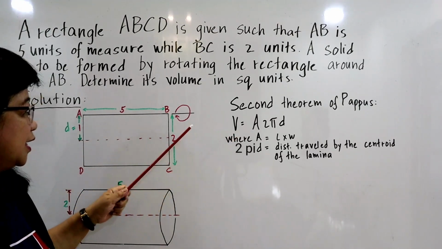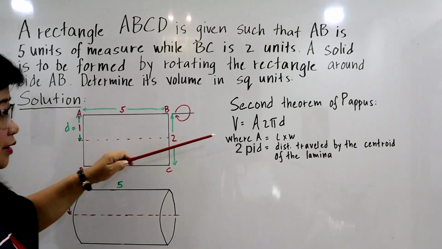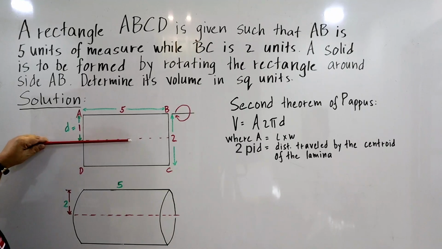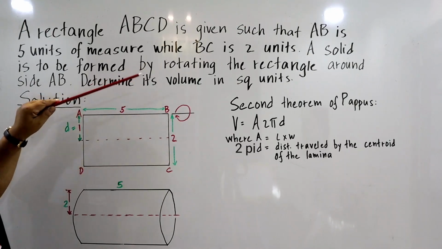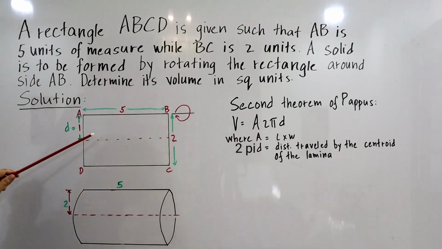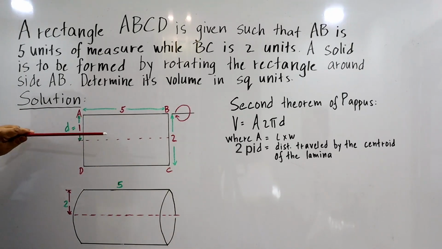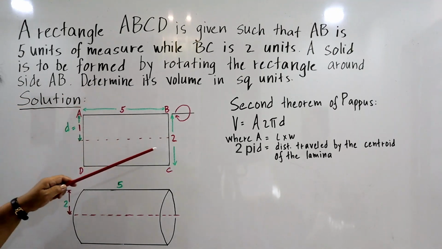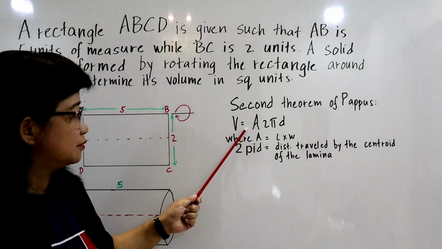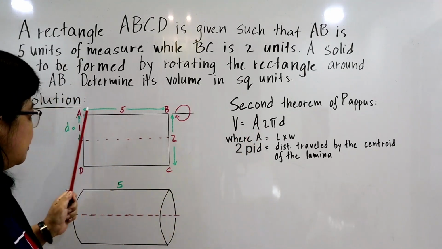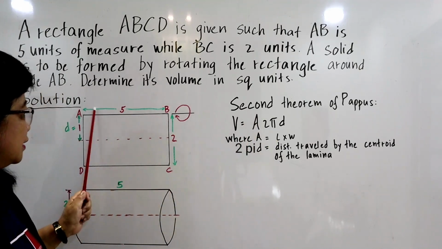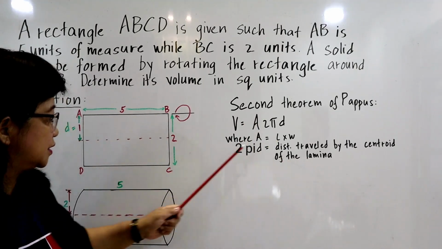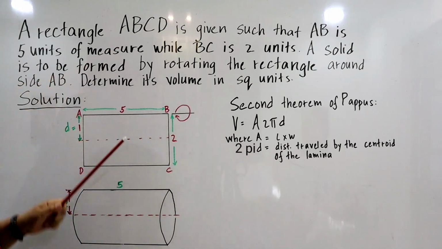Now, the volume is equal to the area of the lamina multiplied by the distance traveled by the centroid. So if this is the centroid, when it rotates, the distance traveled is like the circumference of a circle, so it is 2 pi d. So the volume, according to the second theorem of Pappus, is equal to the area of the lamina, A, which is the length times the width, multiplied by 2 pi d, where d is the distance of the centroid of the lamina from the axis.